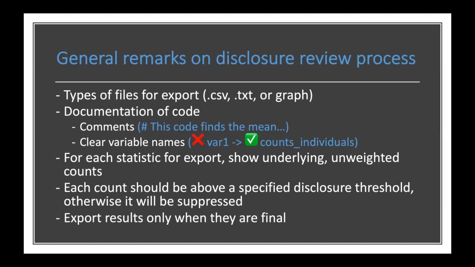Each count should be above a specified disclosure threshold, otherwise it will be suppressed. In this case, the disclosure threshold is at least 10 individuals per group, and at least 3 institutions per group. Otherwise, it will be suppressed. You must show these results as well that correspond to your desired export. Again, if you have any questions, you can refer back to the specific notebook, or you can ask your group facilitator and they will be able to help you.